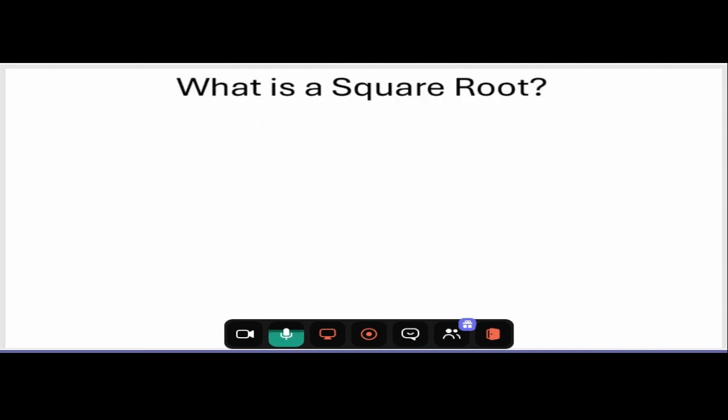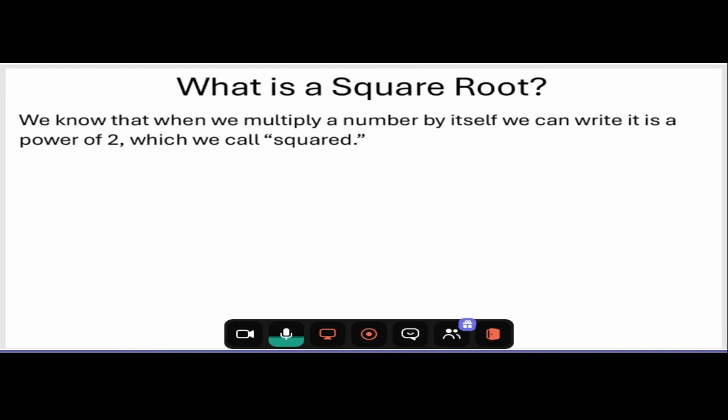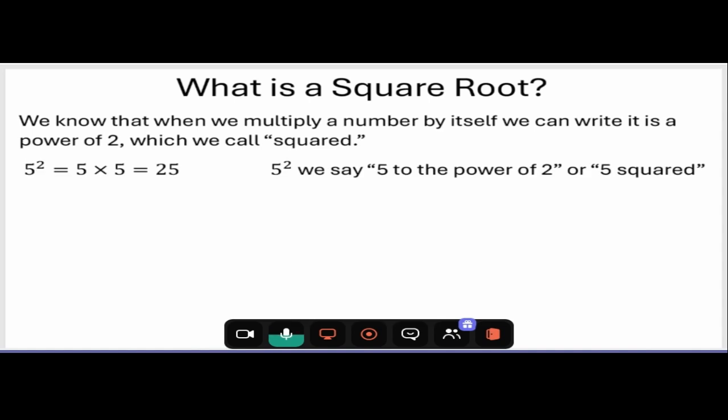So what is a square root? Well, we know that when we multiply a number by itself, we write it with a power of 2, which we call squared. So like there we have 5 to the power of 2. And we know that what that means is not 5 times 2, but it means 5 times itself 2 times, 5 times 5, which is 25. And remember, for the power of 2, we also have another way. We will say 5 squared. We'll use that language for a power of 2 because it's a special one.